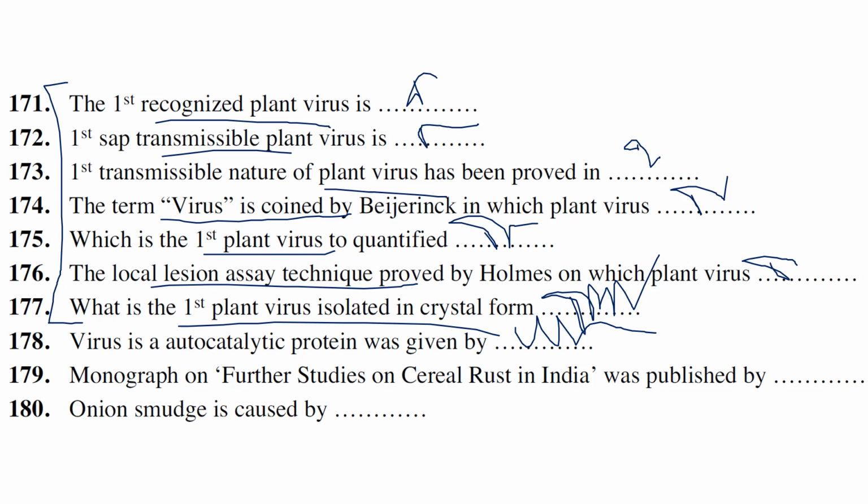The next one is, the monograph on Further Studies on Cereal Rust in India was published by K.C. Mehta. There are 2 volumes: first volume 1940, second volume 1952. So, Further Studies on Cereal Rust in India.